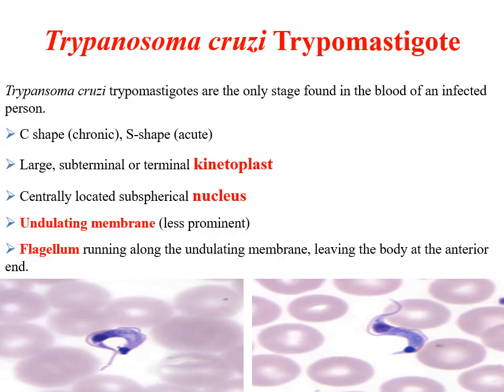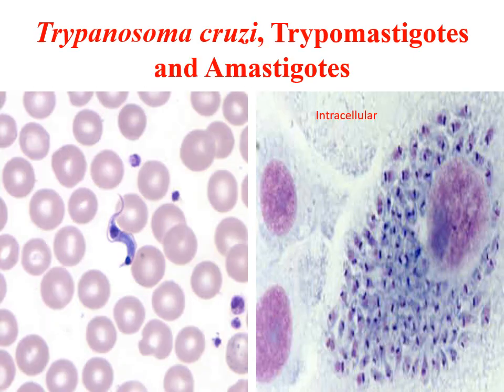So again, when we talk about Trypanosoma cruzi trypomastigotes, these are C or S shaped. And I will finish my session on these two pictures. On your left you see the trypomastigotes of Trypanosoma cruzi, and again this is an S shape, which means that this patient is presenting the acute phase of Chagas disease.